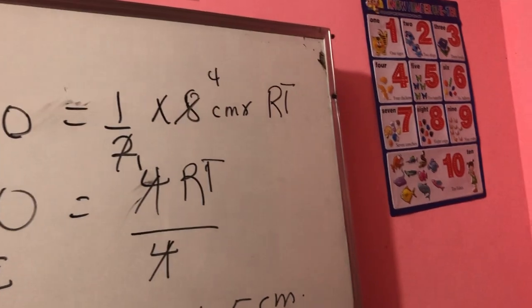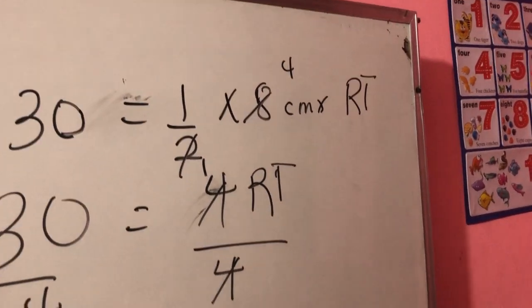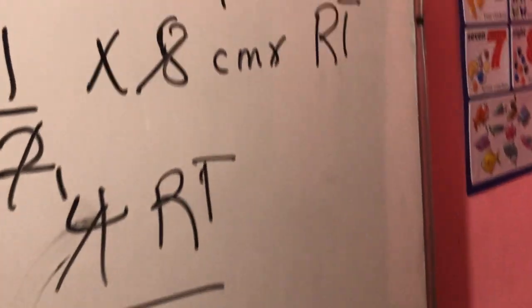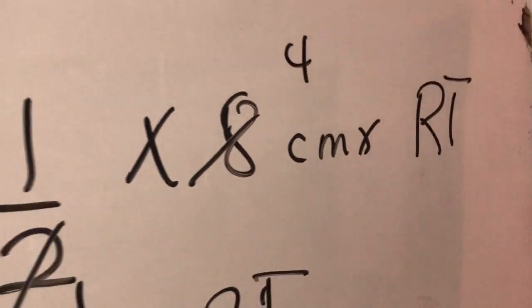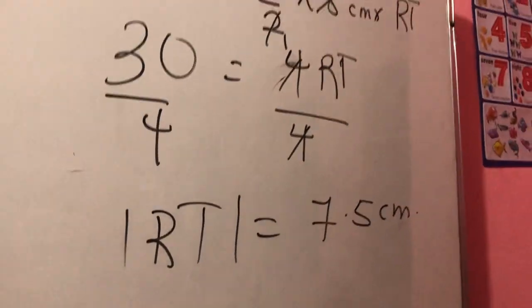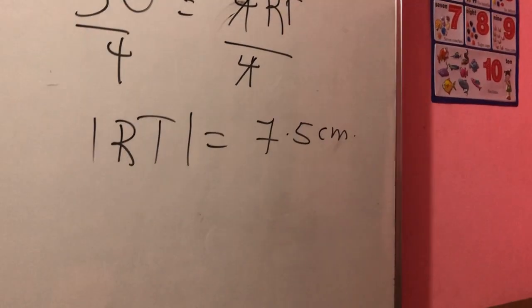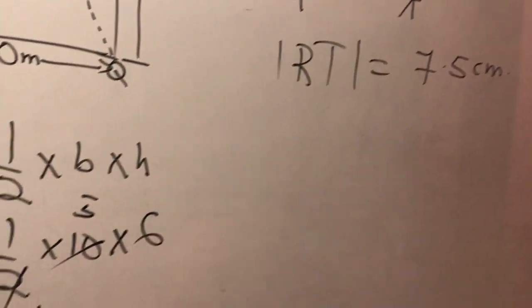Don't write square for me, please. We are not finding area. We are finding the length of RT. So it's going to just be the measurement without the squared. Okay, so you see how easy it is, right? Okay, now let's take the next question. The next question is this question.